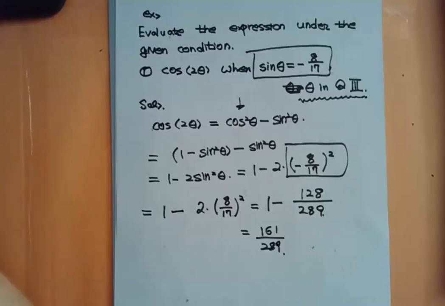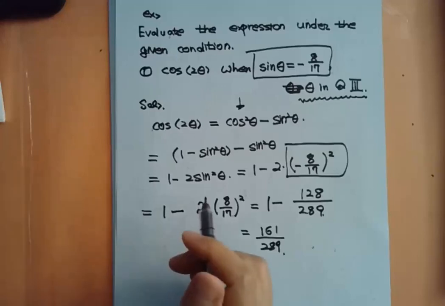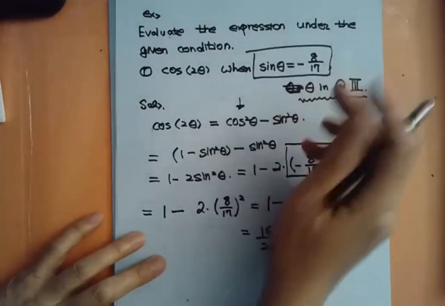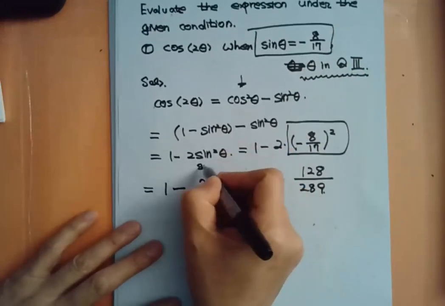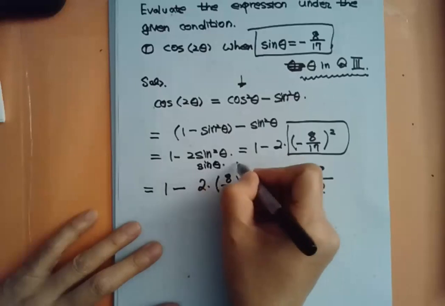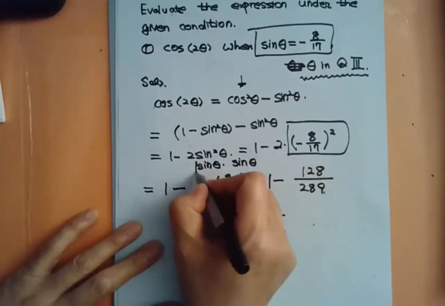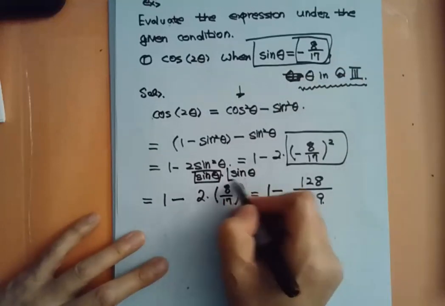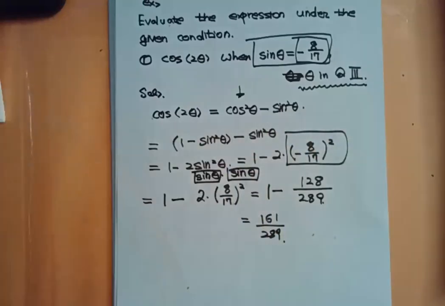So you can use your calculator if you don't want to make a mistake. We don't multiply sine with this number, because all I did was sine squared is sine theta times sine theta. Instead of sine, I wrote minus 8 over 17, and that happens twice, and so I raised that to the power.